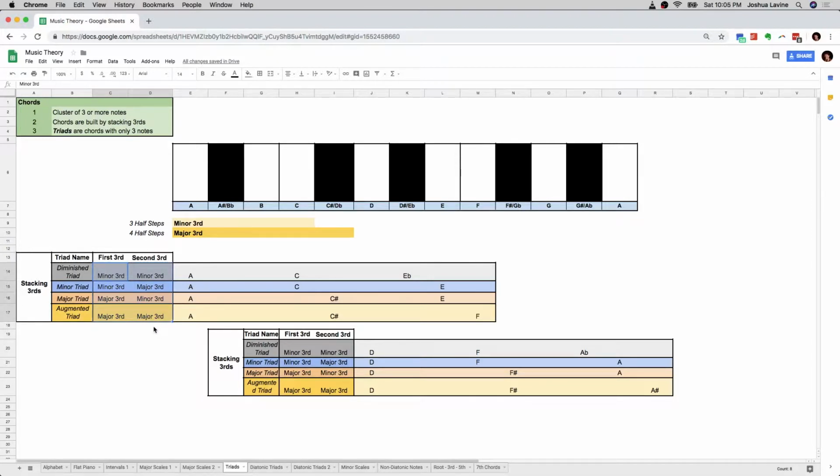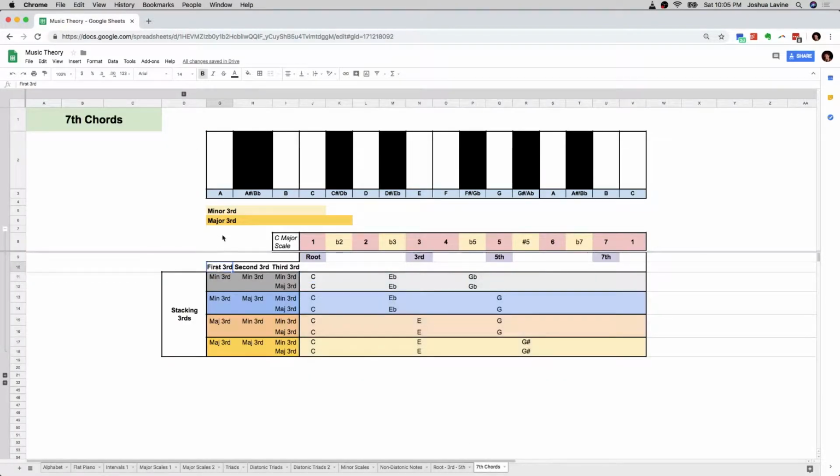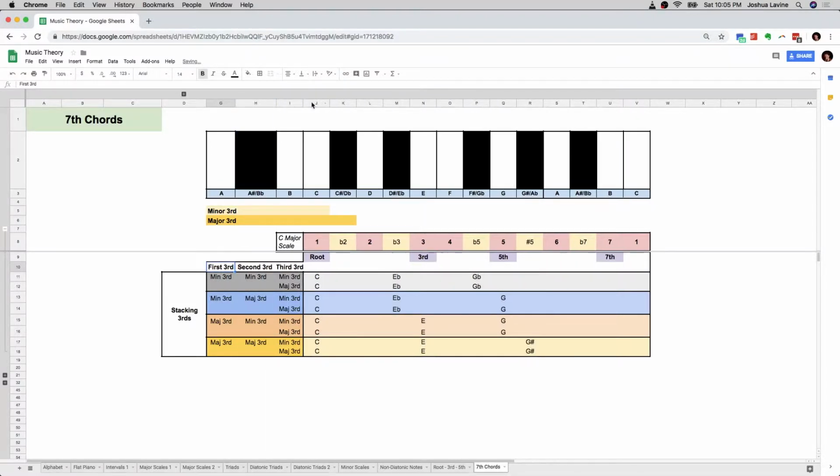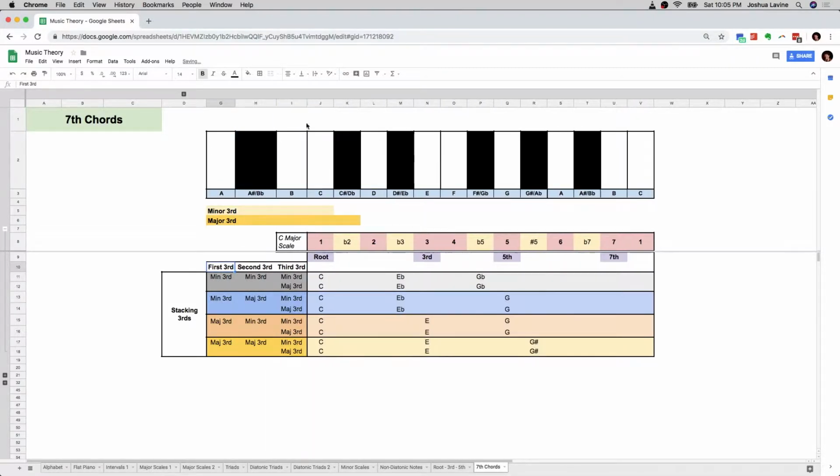Well, we're going to do the same thing for seventh chords, but in this case, we have 3 slots. We have a slot for our first third, for our second third, and for our third third. And so there are going to be 2 times 2 times 2, 8 different combinations of seventh chords.